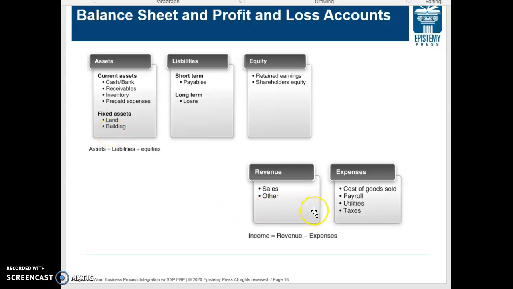We also need to set up income statement or profit and loss statement accounts. So this includes the revenues. So this is the money the company earns by selling products and services. And we need to set up all these expense accounts, and expense accounts are costs associated with making and selling products and services.